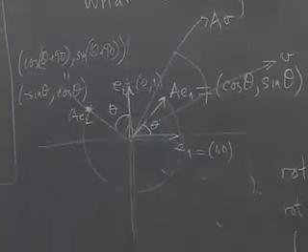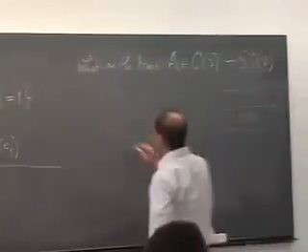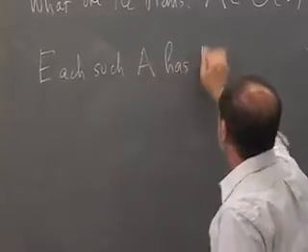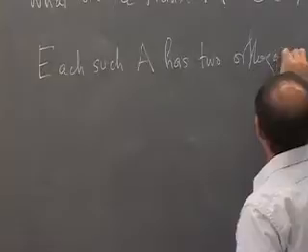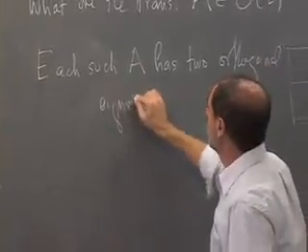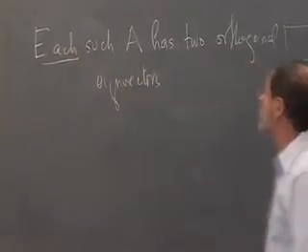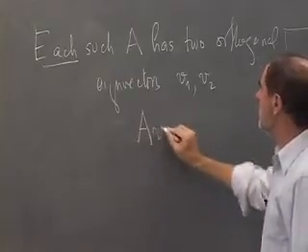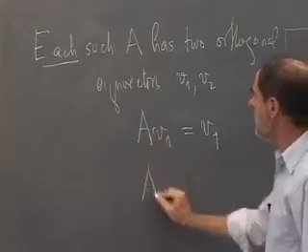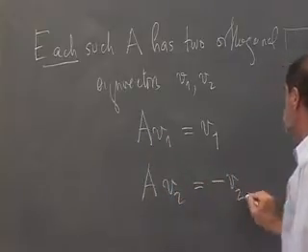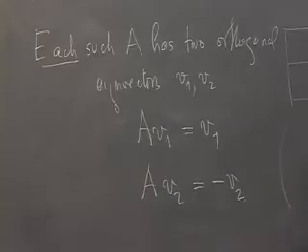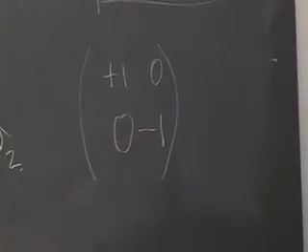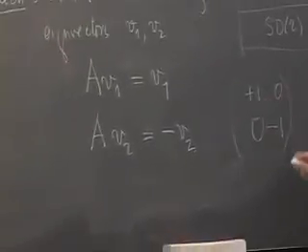However, when we go over here, I claim that each such A has two orthogonal eigenvectors. Every such transformation has orthogonal eigenvectors, V1, V2. And V1 has the property that A of V1 is equal to V1. And V2 has the property that A of V2 is equal to minus V2. So that if we looked at the matrix of this with respect to those two vectors, it would look like this. But that's a matrix with respect to a different basis. Not E1 and E2, but V1 and V2.